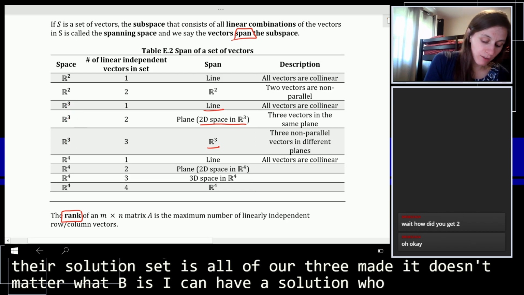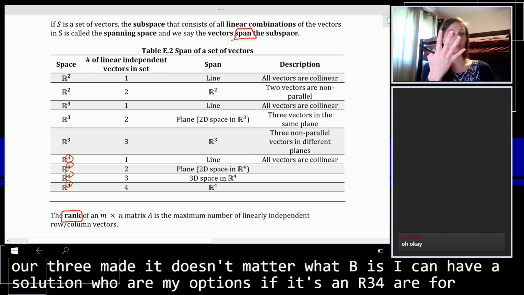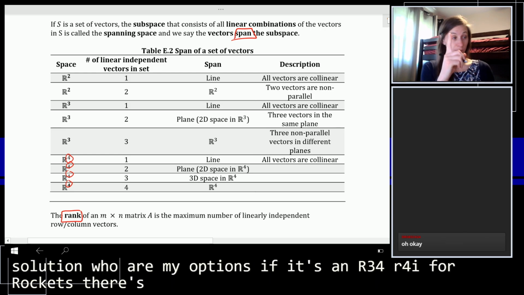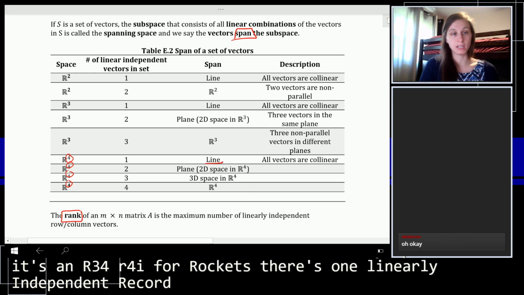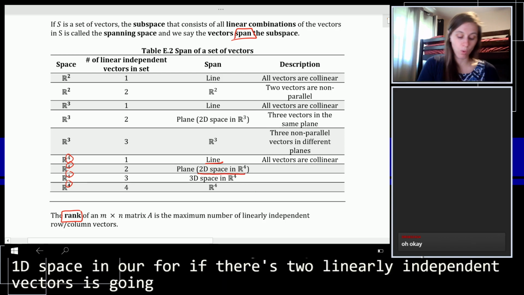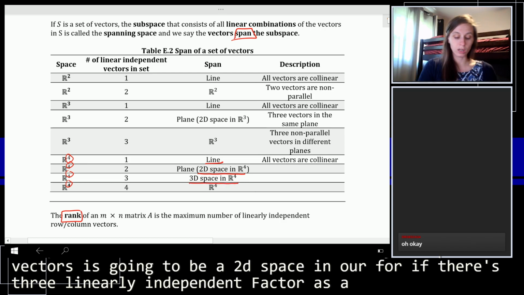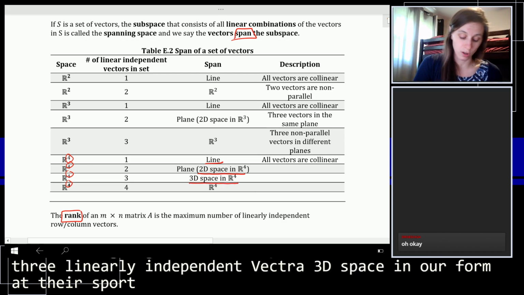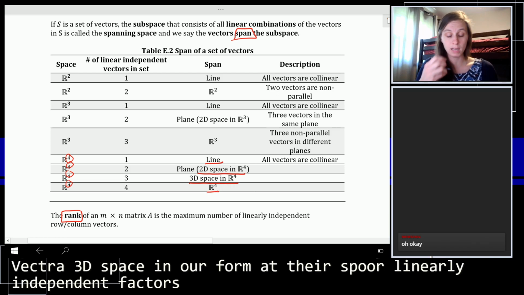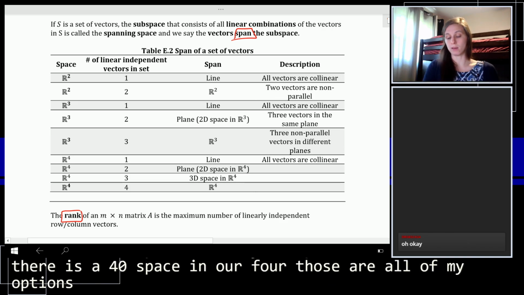So those are my options if it's an R3. For R4, I have 4 options. If there's one linearly independent vector, that's going to be a 1D space in R4. If there's two linearly independent vectors, there's going to be a 2D space in R4. If there's three, it's a 3D space in R4. If there's four linearly independent vectors, it's a 4D space in R4. So those are all of my options for span.